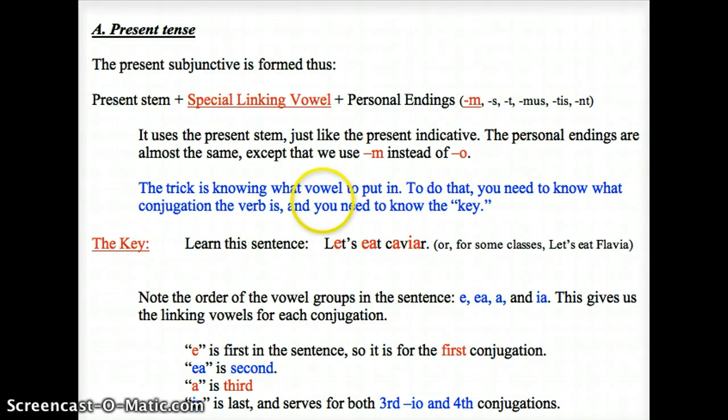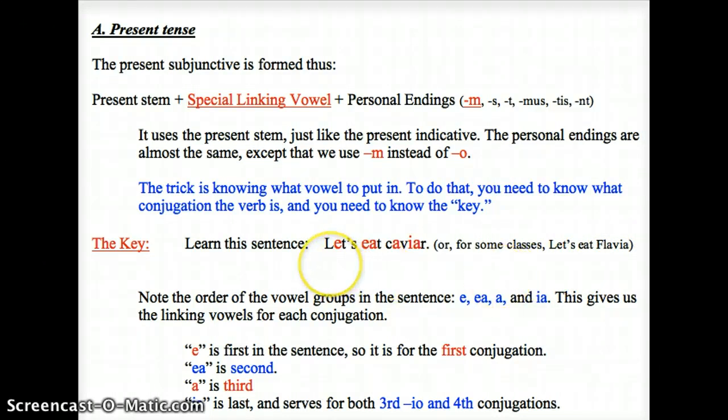The trick is knowing what vowel to put in, and to do that you need to know what conjugation the verb is, and you need to know the key. Here's the key that you need to learn. Memorize this sentence. Let's eat caviar. Some of my classes in the past have not really known how to spell caviar, so they like to put flawia there instead. So let's eat flawia if you prefer. A little crude, but there you go.